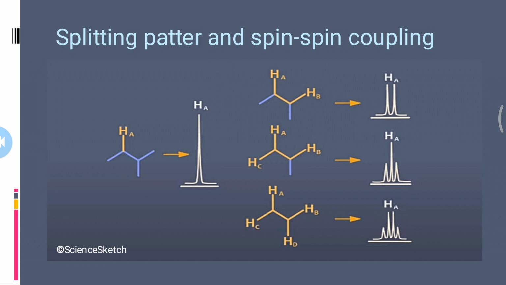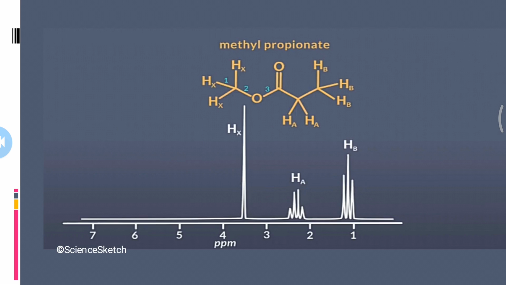Similarly, in the third example, the HA proton has 3 neighboring groups. So what is the splitting pattern? 3 plus 1. HA interacts with HB, HC and HD. It gives 4 signals. So HA interacts with 3 neighboring groups to form 4 signals, a peak split into 4 peaks.